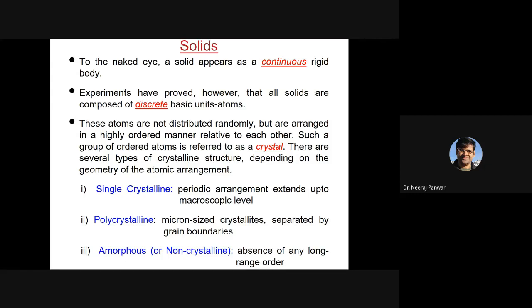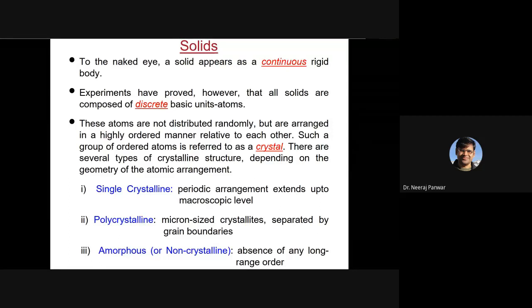So what do we mean by a crystal? A crystal is a solid which has a regular arrangement of atoms, that is, atoms are arranged regularly inside the solid which we are calling a crystal.